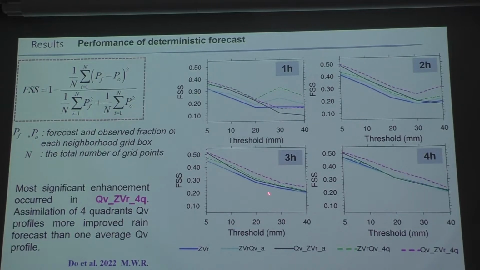And then the result shows that if we are able to differentiate, because different directions or different areas may have a different distribution of the humidity. So it turns out that the pink dashed line, which represents assimilating Doppler wind, reflectivity, and the vertical profile of the humidity in 4 different quadrants, outperforms the other experiments. And this kind of improvement can last up to 4 hours of forecast.